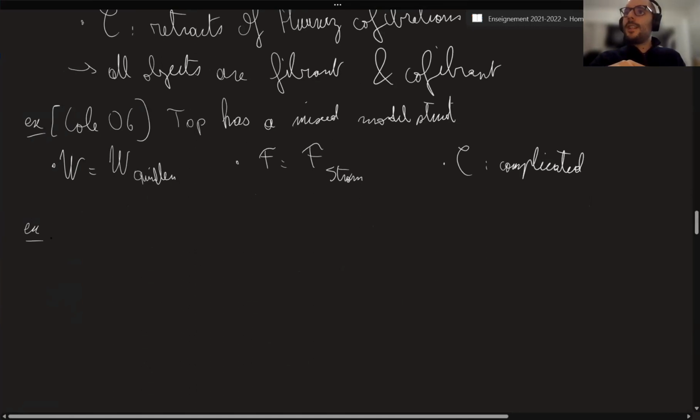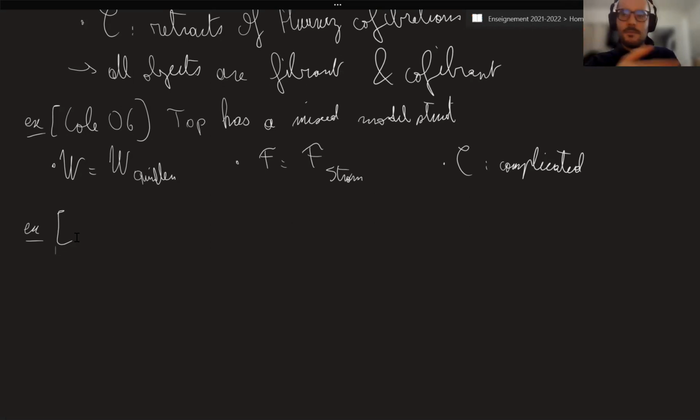Bon, another example. Yes, a question? Are isomorphisms always weak equivalences? So yes, this is going to follow from the axioms, but we are going to prove it today, actually. What I gave there is a kind of minimal set of axioms. Then we are going to see a lot of properties which you can use freely.